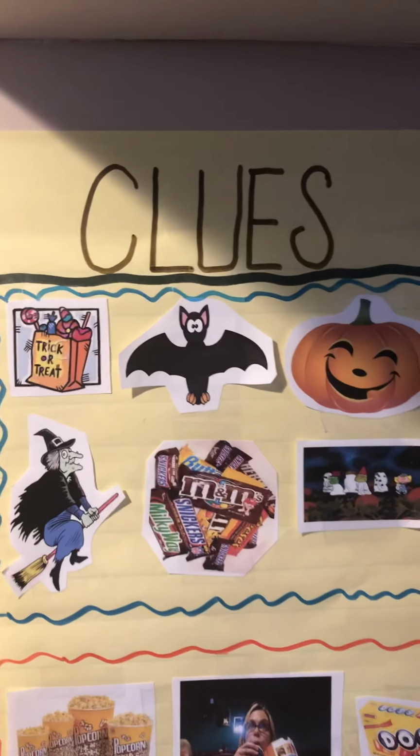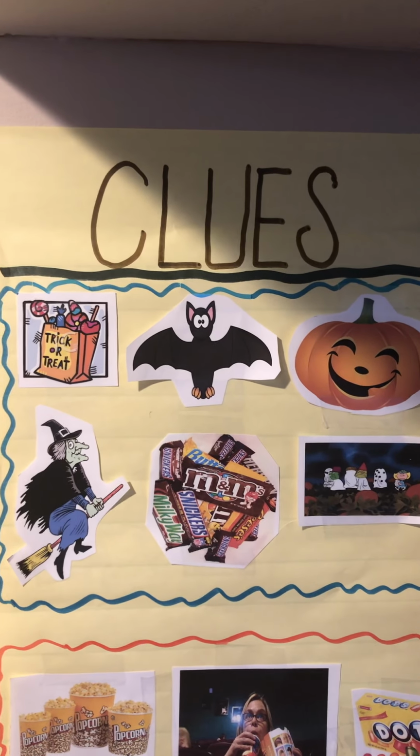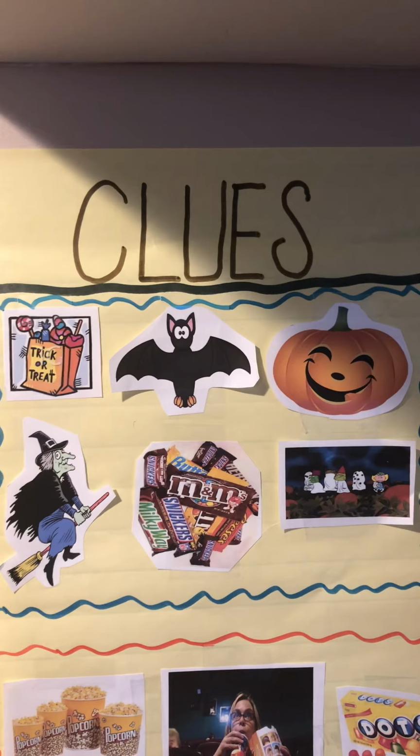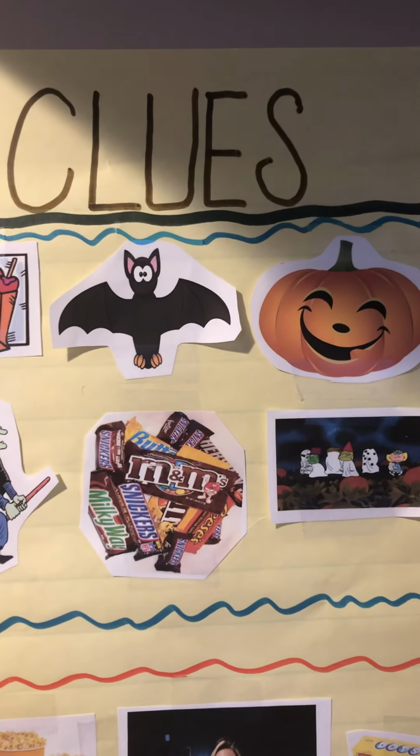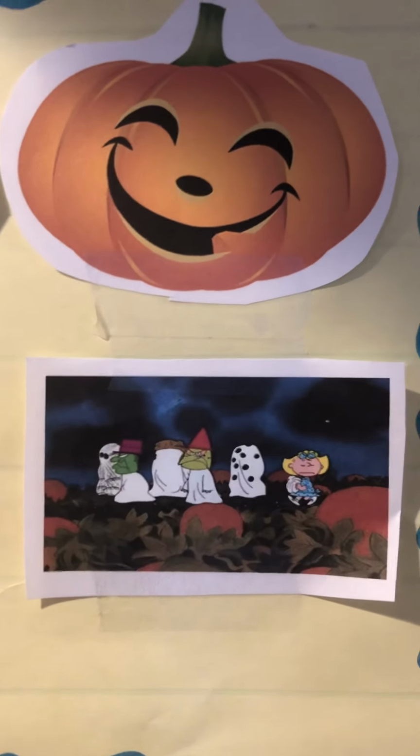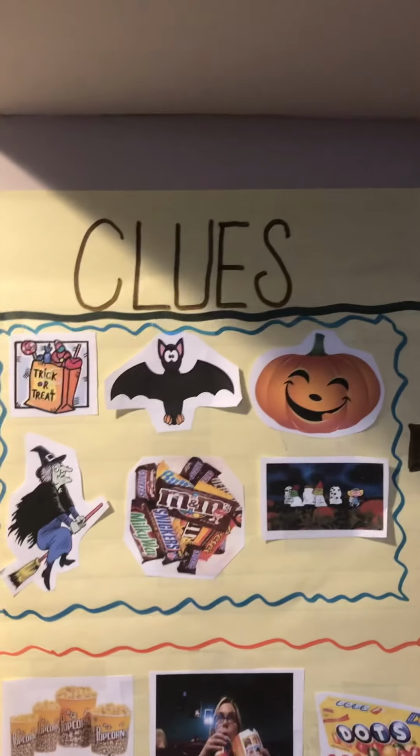Oh, we've got a trick or treat bag. We've got a bat and a cute little pumpkin. We have a witch. Oh, some of my most favorite things in the middle there, some candy. And it looks like there's a group of friends that are dressed up. So these are the clues I'm giving you.